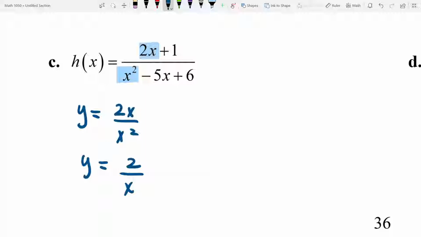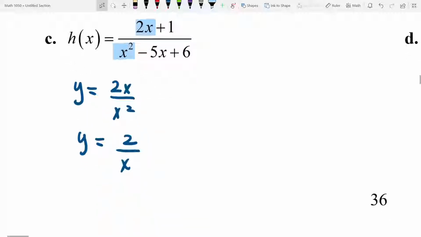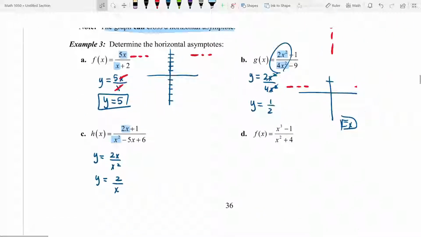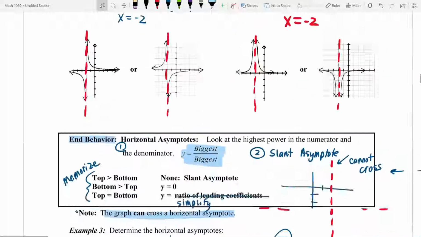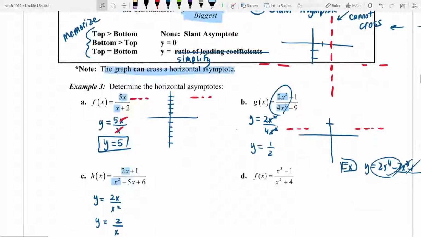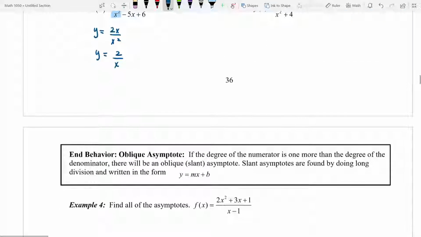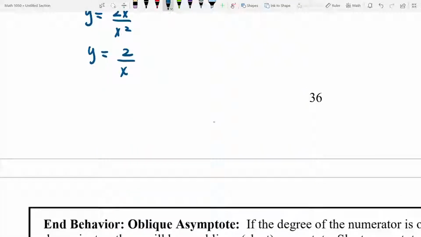If you memorize that little thing, you're thinking here. If you figure it out every time, you're thinking here. So do whatever works for you, but you really don't have to memorize that stuff, guys. Look right here. The bottom is bigger than the top, so I know it's going to be y equals 0. So if you memorize it, you can just say, I know if the bottom exponent is bigger than the top, then it's a 0.